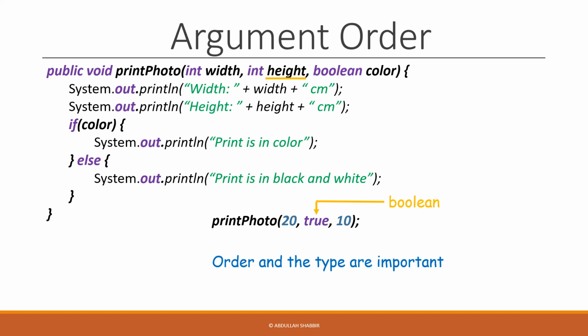our function definition expects our third parameter to be a Boolean. So this function call wouldn't even execute. So keep in mind that the order and type are very important when you use multiple parameters and put arguments into a function call.